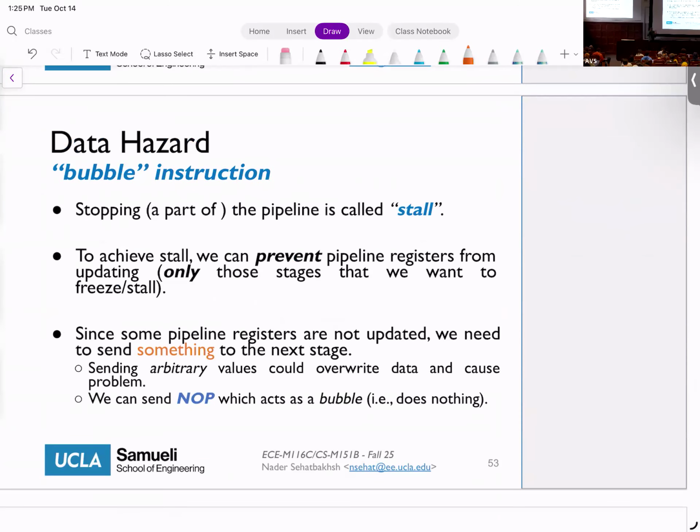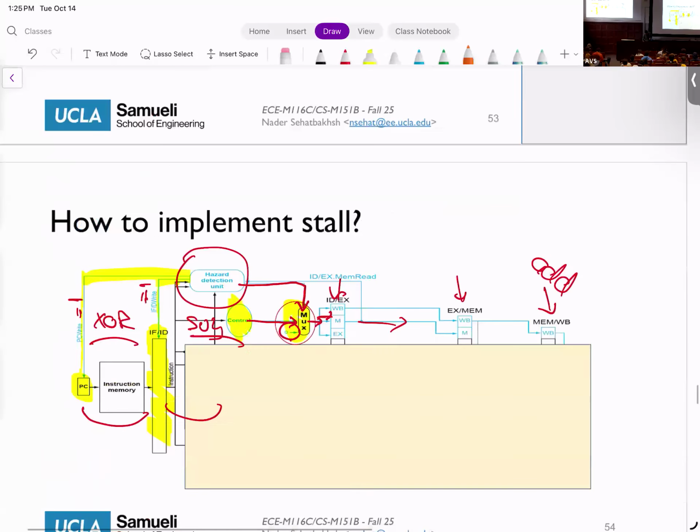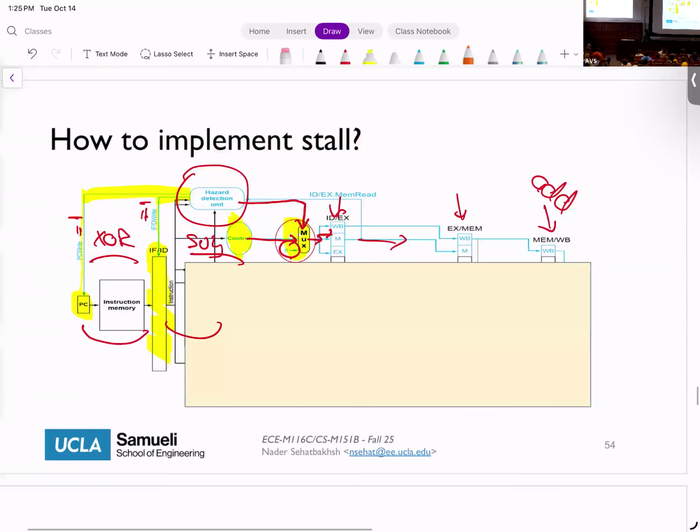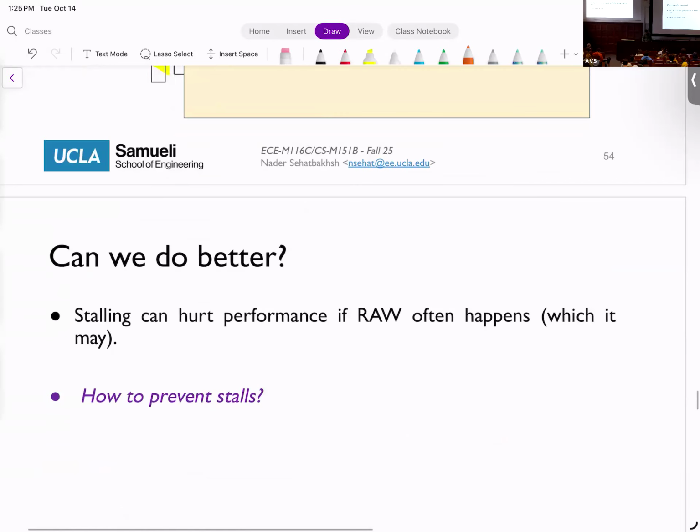And then since you let execution, memory, and write back move forward, since you're stalling your sub, you're replacing your sub with this no-op or bubble instruction, okay? And this is, as I said, how you implement it in hardware. I'm going to show you the rest of it once I introduce the other concept. So you're going to see the full picture, okay?